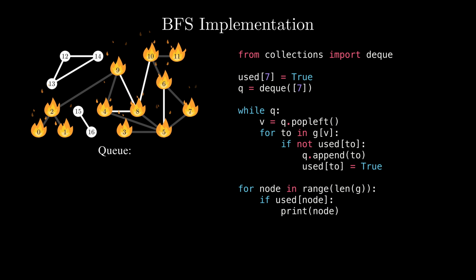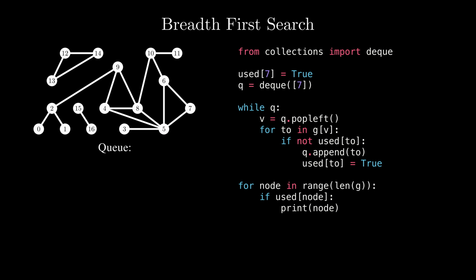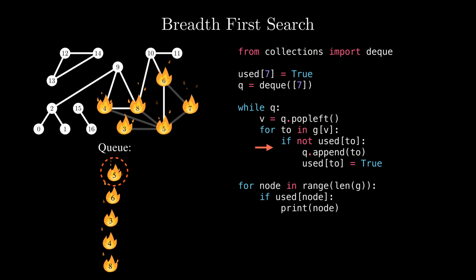Let's simulate the algorithm on this graph to get a better intuition of how each part works. After setting node 7 on fire, we will enter the while loop. We will take node 7 from the front of the queue and iterate over its neighbors. We will first add 5 to the queue as it hasn't been touched before and mark it as used, after which we will add node 6 and mark it as used as well. In the next step, we will take node 5 as it's at the front of the queue. We will then add node 3 to the queue, then nodes 4 and 8, after which we will skip nodes 6 and 7 as they have already been used before and we cannot burn a node twice.